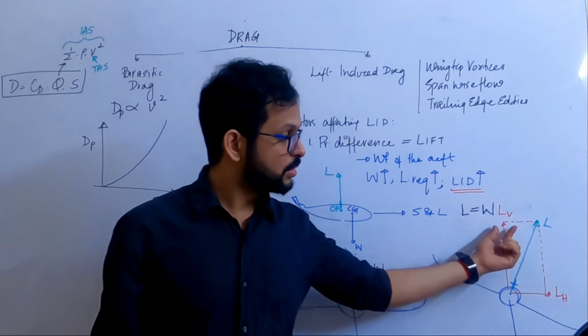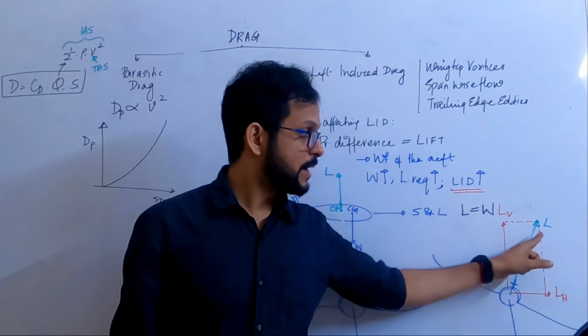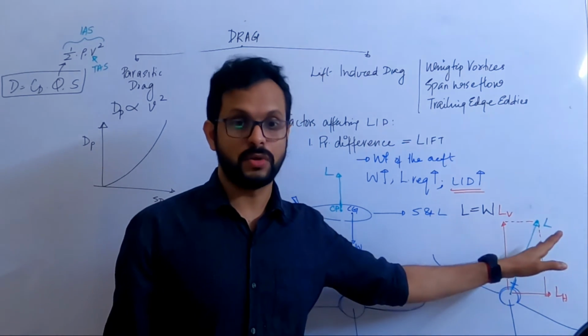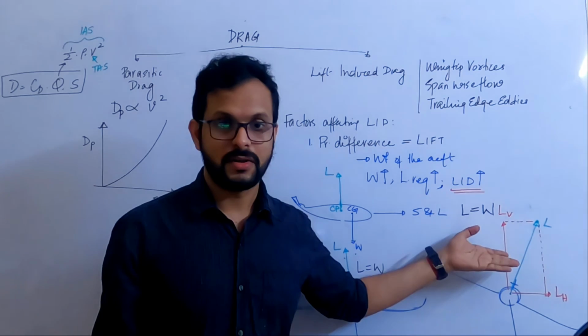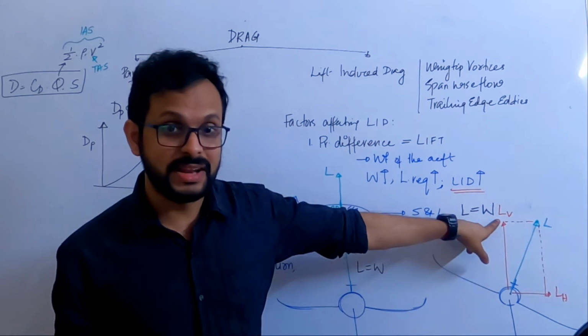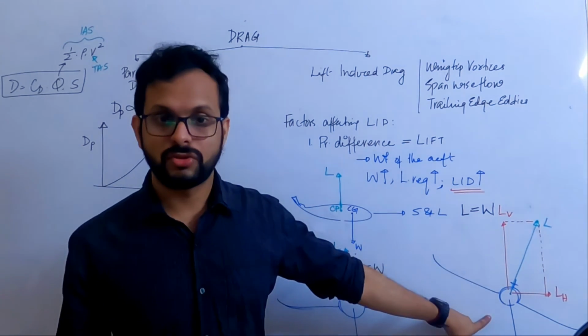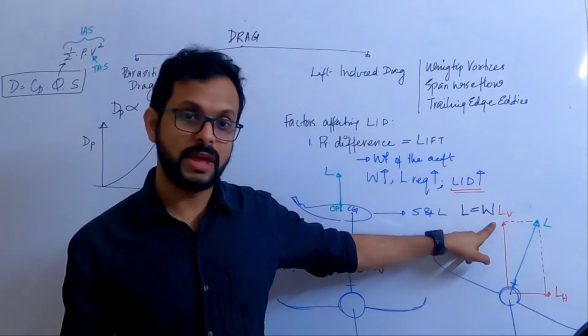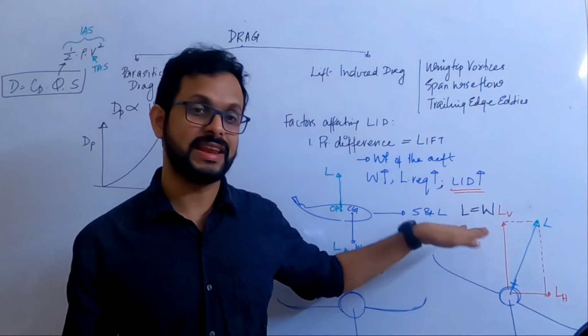Now, what do you think about the value of the vertical component compared to the total lift? Is it going to be less or more? This is just a component of the entire lift. Yes, therefore it is lesser, right? So now you have only less lift available. Did the weight change? The weight is not changing, and therefore, do you think this vertical component will be able to sustain the aircraft in level flight?